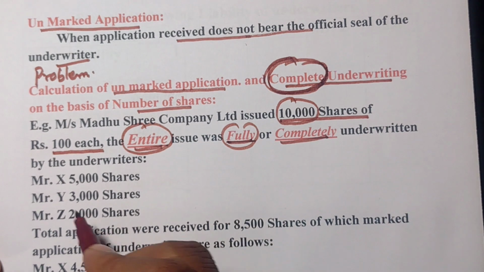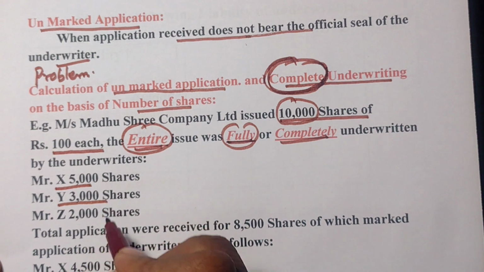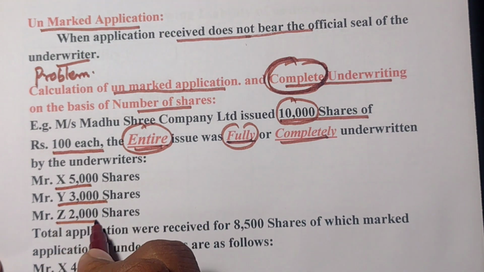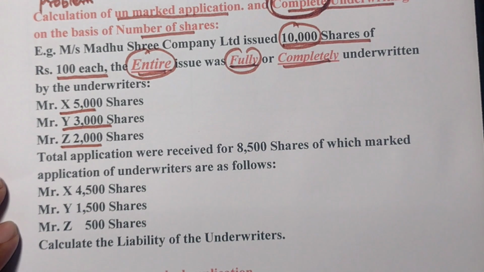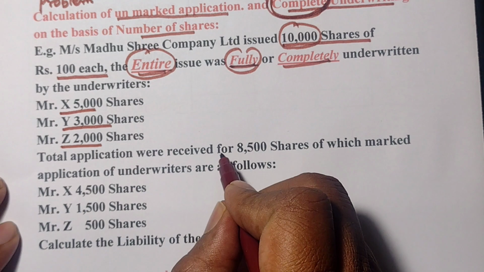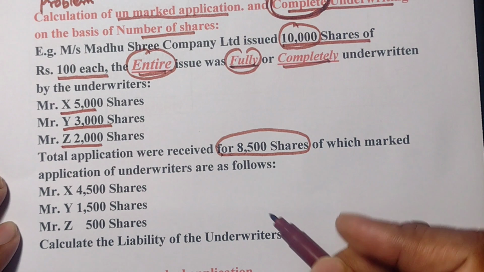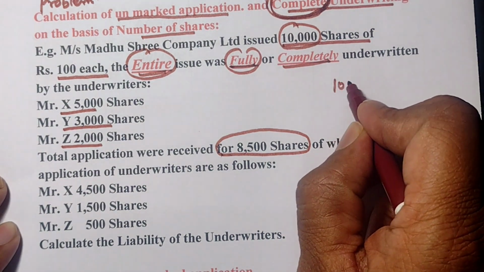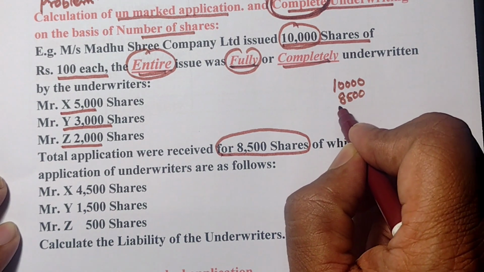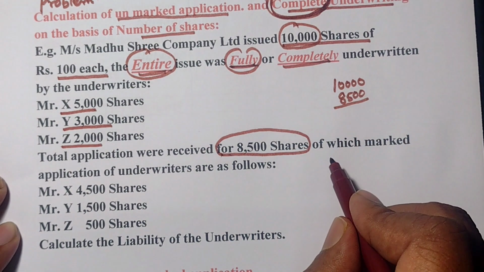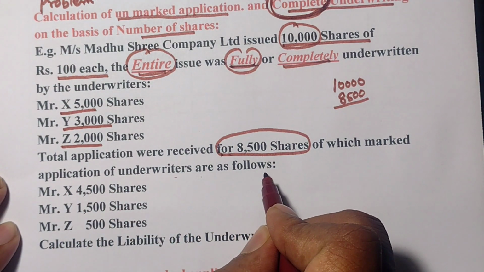Who are the three underwriters? First one is Mr. X, 5,000 shares. Second one is Mr. Y, 3,000 shares. And third one is Mr. Z, 2,000 shares. Next line. Total applications received were 8,500 shares from the public. It means the company issued 10,000 shares, but the public applied for only 8,500 shares, of which the marked applications of the underwriters are as follows.